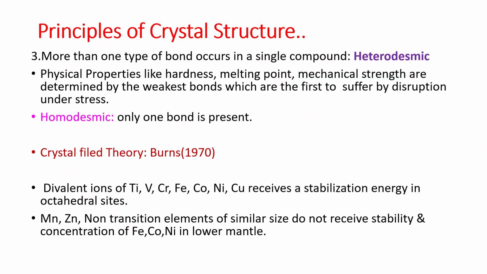Then according to the crystal field theory proposed by Burns in 1970, divalent ions of titanium, vanadium, chromium, iron, cobalt, nickel, and copper receive a stabilization energy in octahedral sites, whereas manganese, zinc, and non-transition elements of similar size do not receive stability, and hence iron, cobalt, and nickel concentrate in the lower mantle.